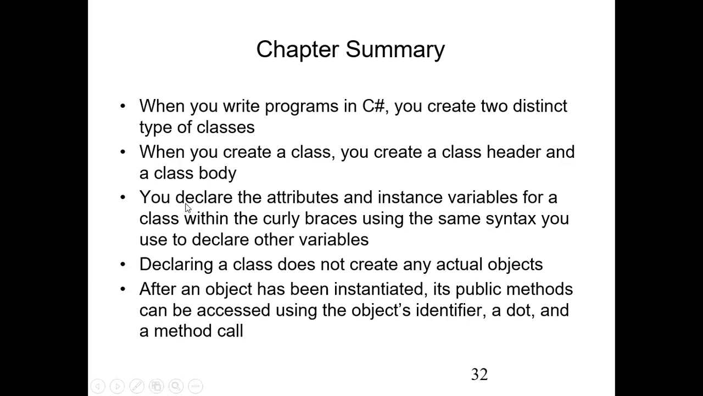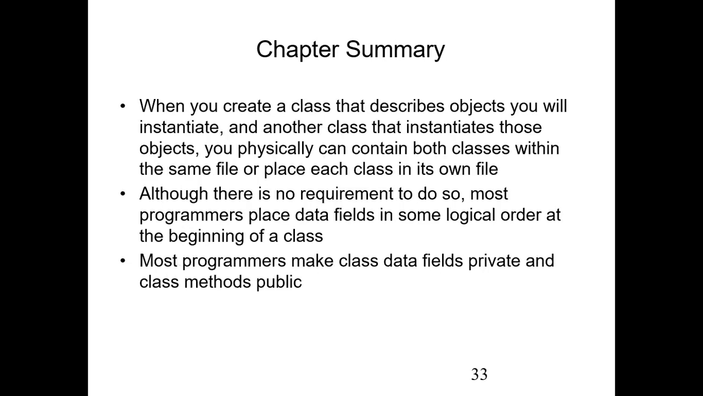You declare the attributes and instance variables for a class within the curly braces using the same syntax you use to declare other variables. Declaring a class does not create an actual object. You remember that creating a class does not create an object. For you to create an object, you have to invoke the constructor by using the keyword new, and then you write the name of the class followed by brackets. After an object has been instantiated, its public methods can be accessed using the object's identifier, a dot, and a method call.